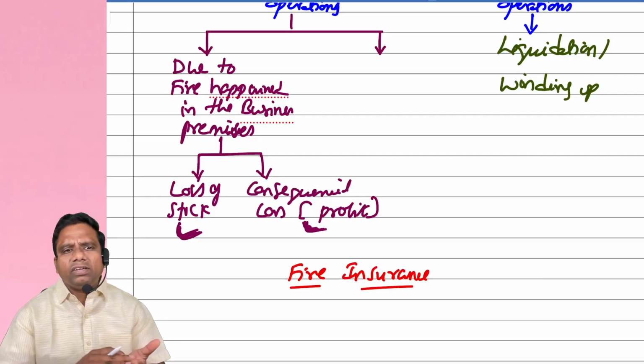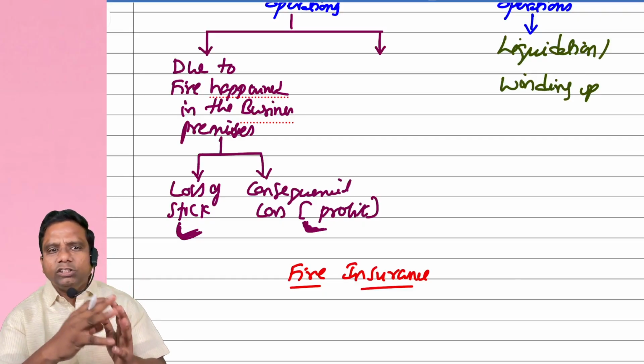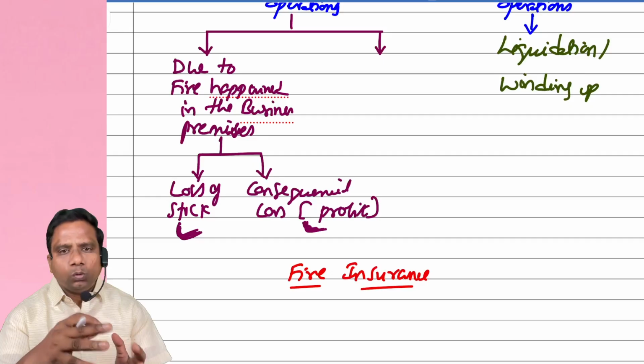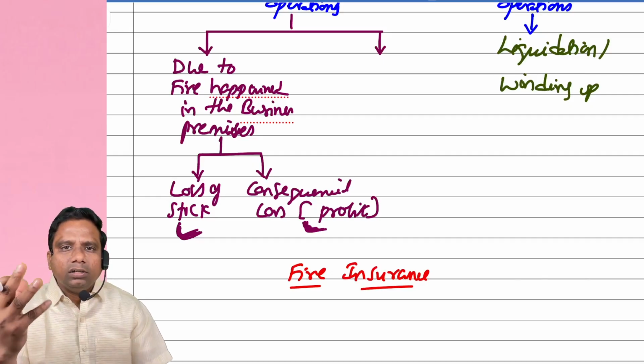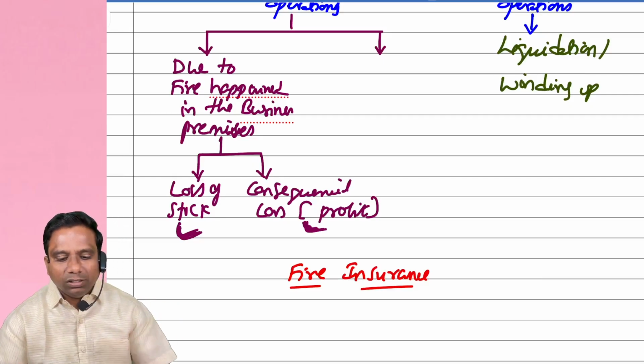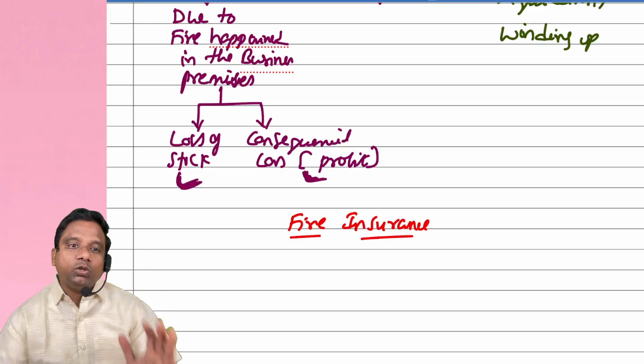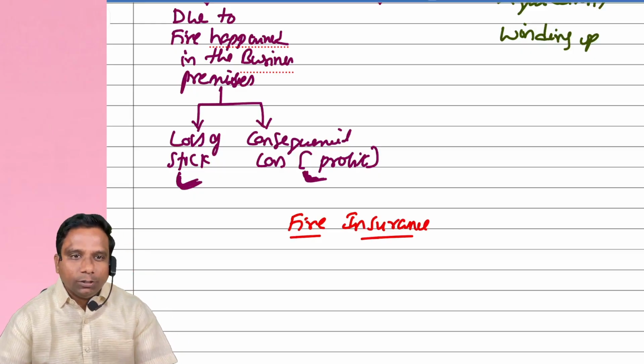The insurance company will verify the situation. They will send their valuers, and he will see the situation and send these facts to the insurance company, and they will approve your claim. That is secondary. But now the first question comes: how much amount should I lodge as a claim with the insurance company? That's the first question.